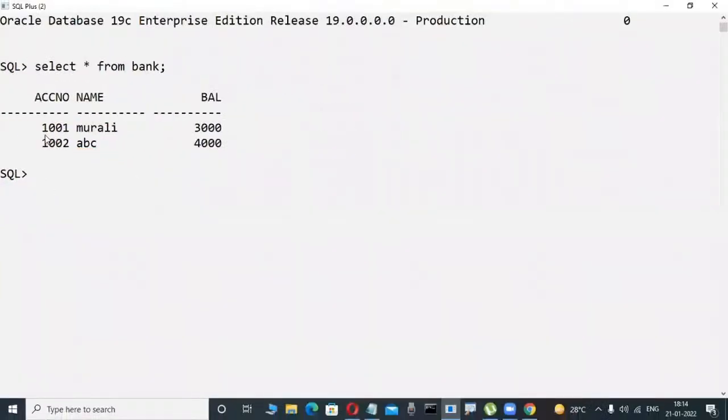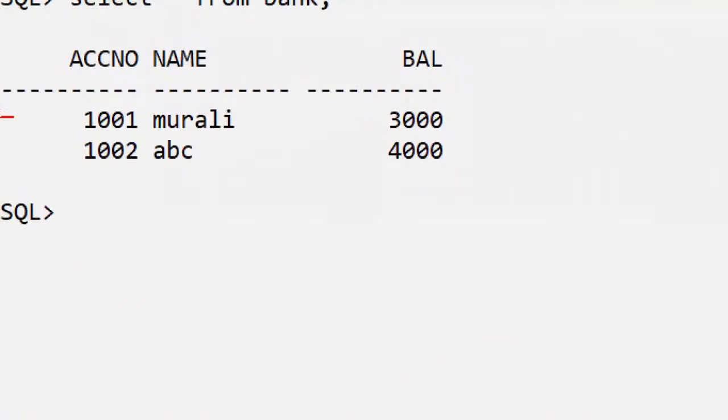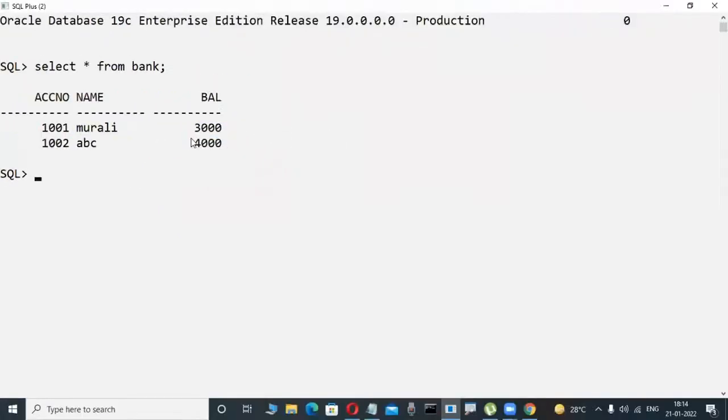Suppose this data, observe it for 1 minute only. 1001 is an account number. My name is Murali. I'm an account holder. My balance is how much? Yes, 3000. Observe here, my balance is 3000, for example. Now check out the scenario. Slowly observe it here.